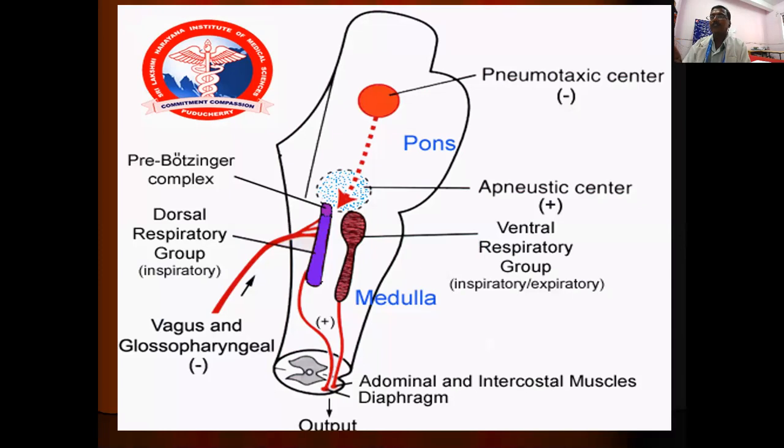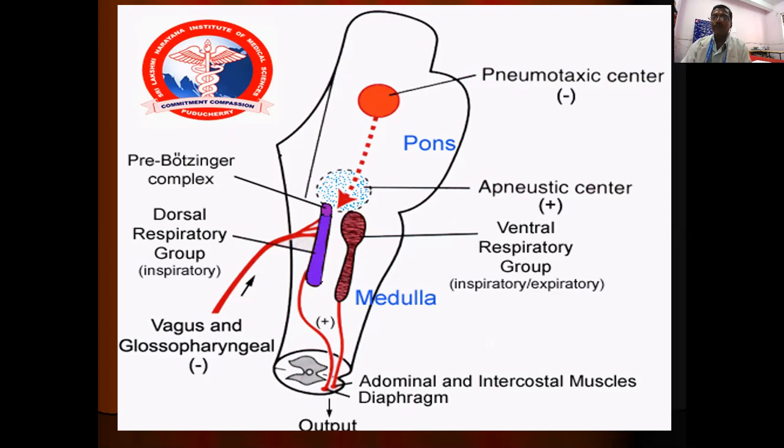There are four centers. The top one is called the pneumotaxic center. The signals released from the pneumotaxic center are always inhibitory, so the mark given is a negative or minus symbol. That inhibitory signal always goes to the apneustic center, which is a positive center. That means the apneustic center alone can switch on the respiration, but the pneumotaxic center will always use its inhibitory action on the apneustic center, so that it may switch off the respiration, that is, decrease or control the respiration.